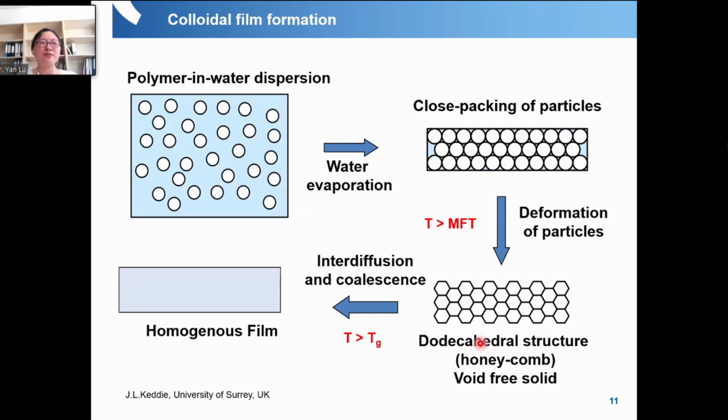But if you work with, for example, polybutene, it has a very low glass transition temperature, much lower than room temperature. In that case, you will get very nice, even sticky in some cases, homogeneous and even transparent films.